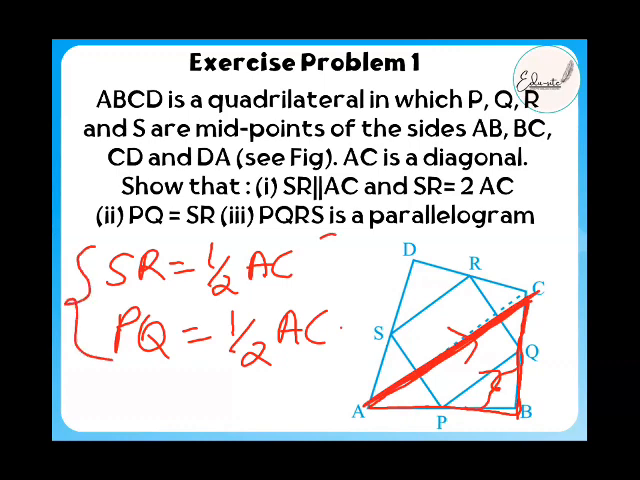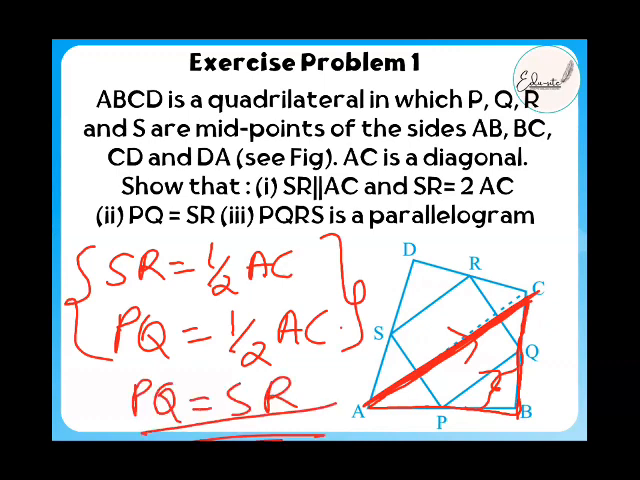Here we have half of AC common, so PQ is equal to SR. Right or wrong? Right. We have proven the second thing, PQ is equal to SR. Done. PQ is equal to SR is also done, and we have proven this and this.